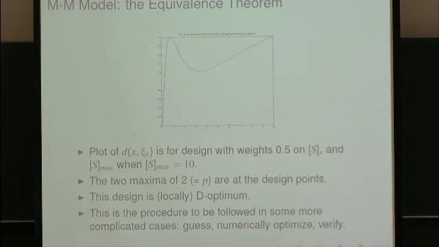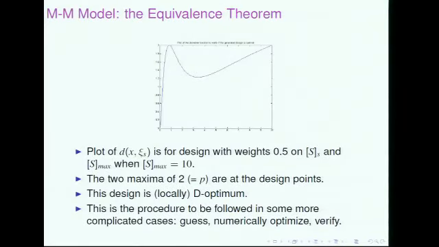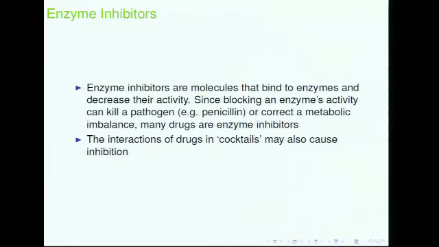You can look at the variance function here. You can see there are two parameters in the model. It goes up to 2 at one design point, it goes down again, it goes up to 2 at the second design point. So this design then is locally D-optimum. This is the kind of procedure that we followed in building designs for more complicated models.